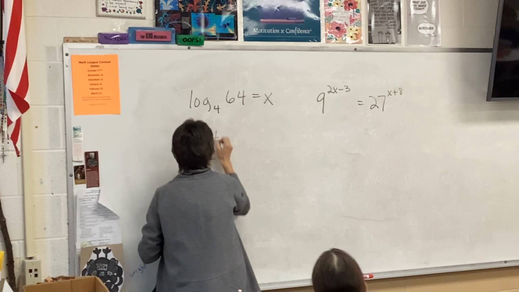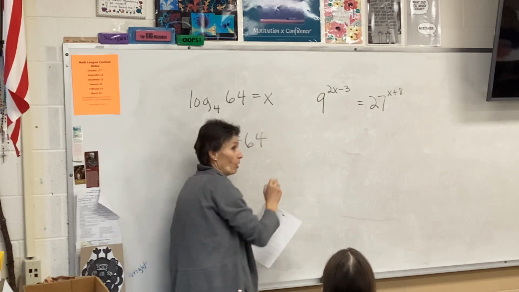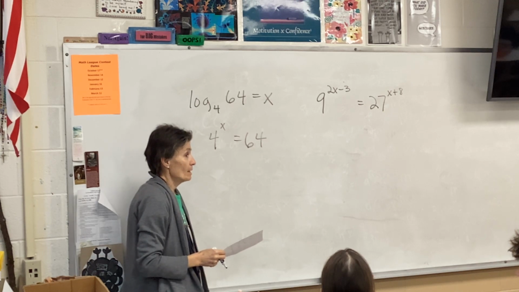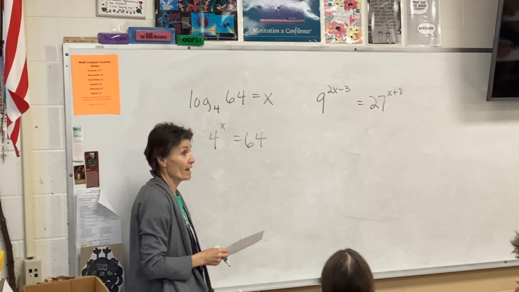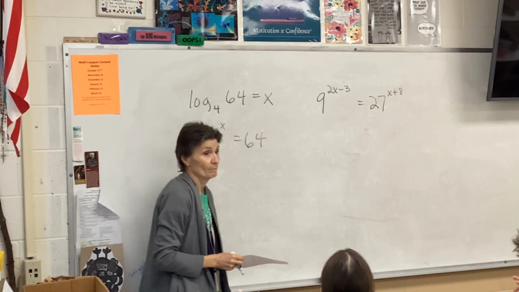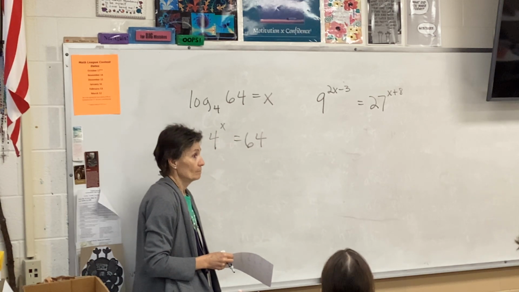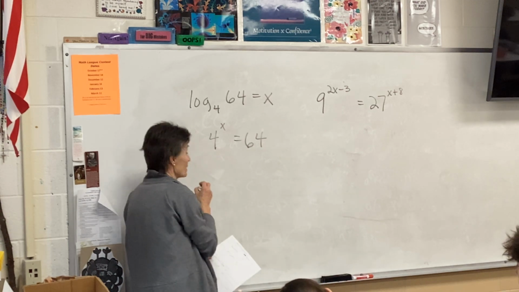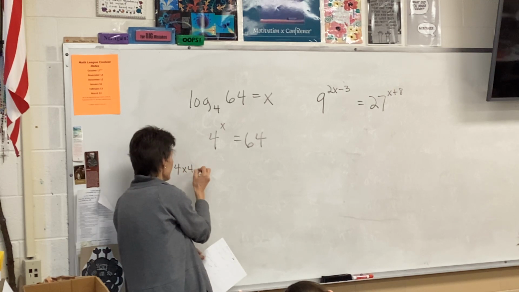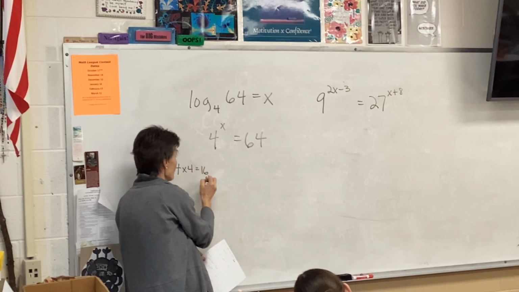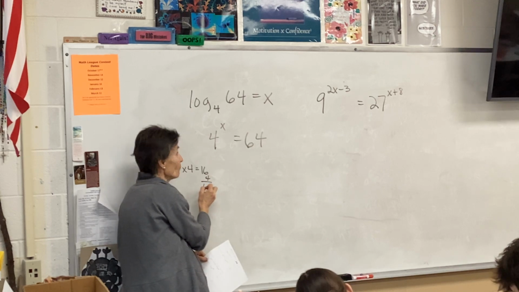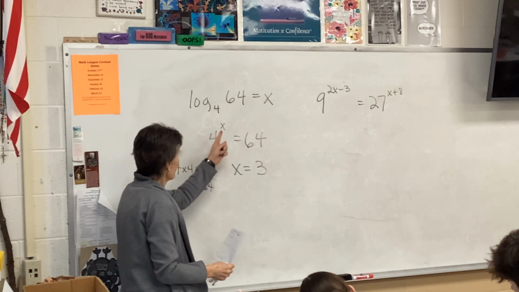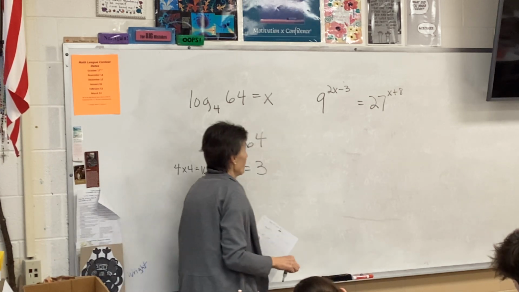Jack says 4 to the x equals 64. He log rolled it? Yep. And then we just got to figure out how many 4s do I have to times together to get 64? 4, 3. We can randomly guess or we can actually figure it out, right? Those of you that said 3 are correct. 4 times 4 is 16. And then another 4 would give me 64. So it takes 3. So the answer to the problem is 3. X is 3.